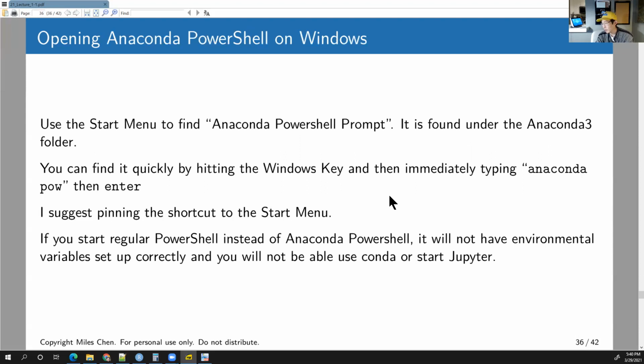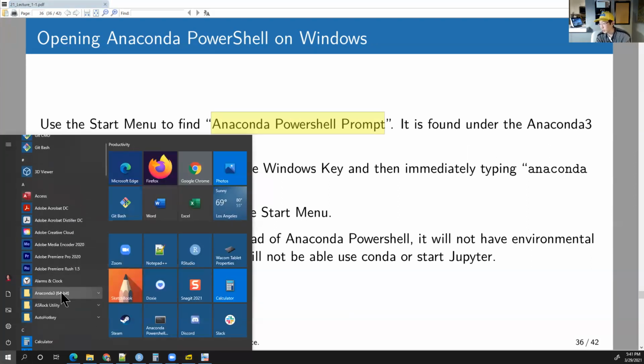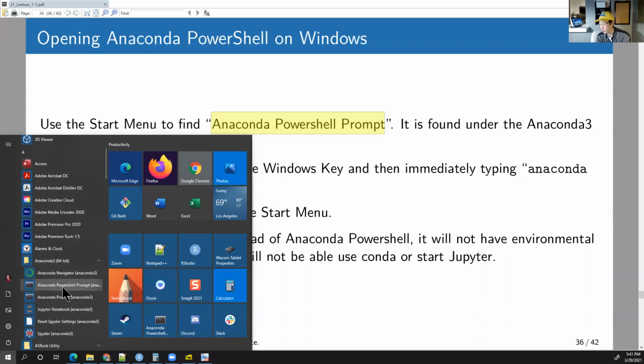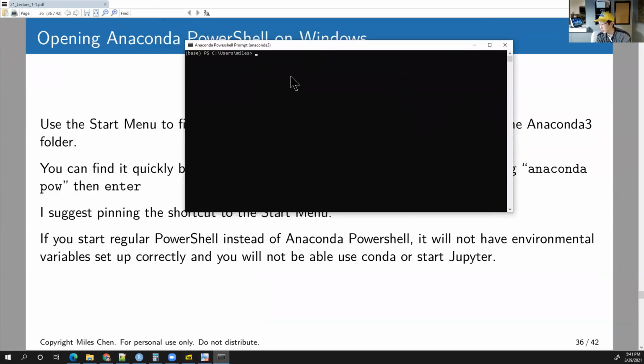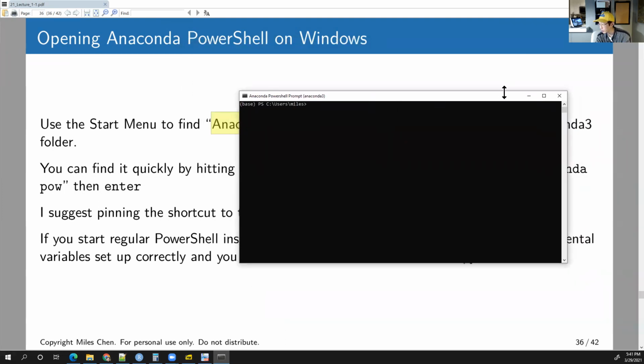On Windows, things are a little different, as Windows has a few different terminal programs. After you install Anaconda, you're going to want to run Anaconda PowerShell Prompt. You can find this inside the start menu under Anaconda 3, Anaconda PowerShell Prompt. You can click that, and that will bring up a terminal window, or a PowerShell window.